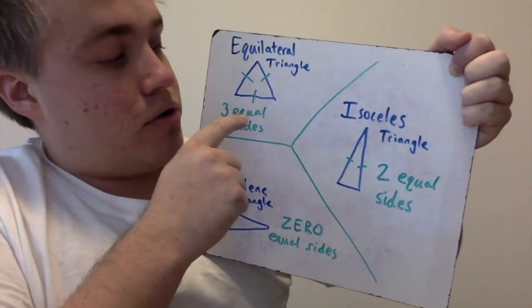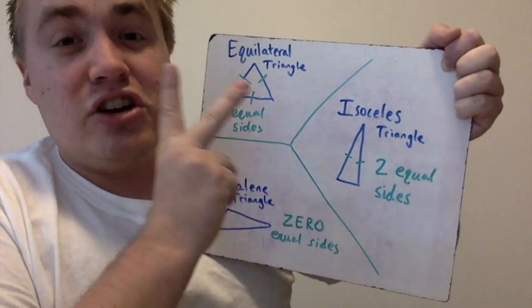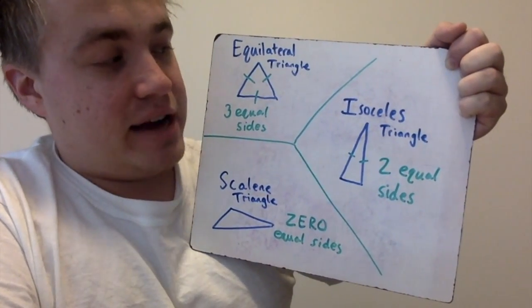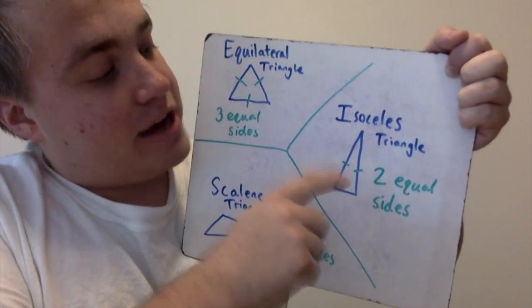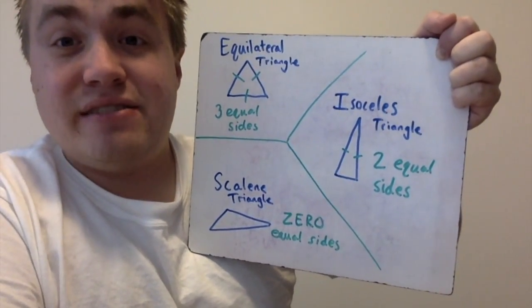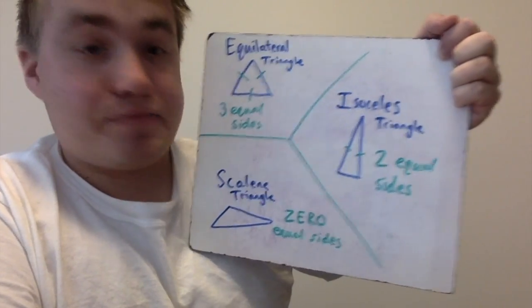Okay, remember equilateral is three equal sides. Isosceles triangle is two equal sides. So if you see a triangle with only two equal sides, a triangle with only lines through two of the sides, then that means it is an isosceles triangle.